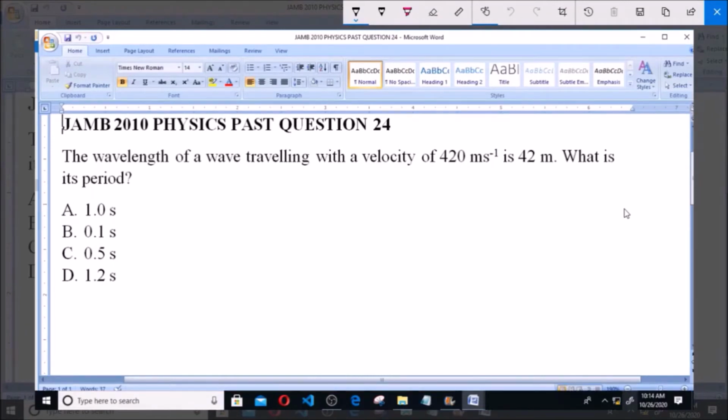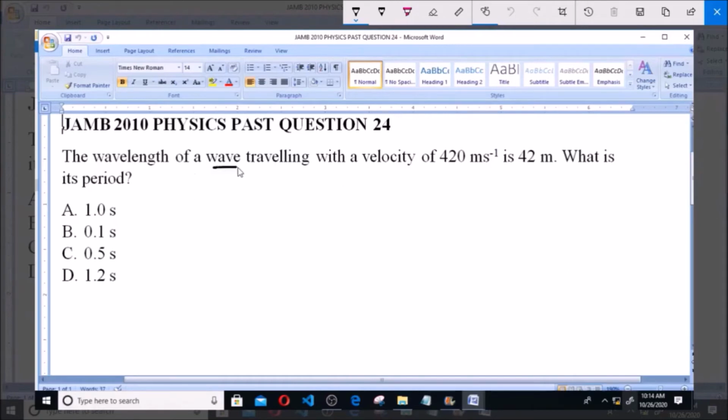The wavelength of a wave traveling with a velocity of 420 meters per second is 42 meters. What is its period? A. 1 second, B. 0.1 second, C. 0.5 seconds, D. 1.2 seconds.